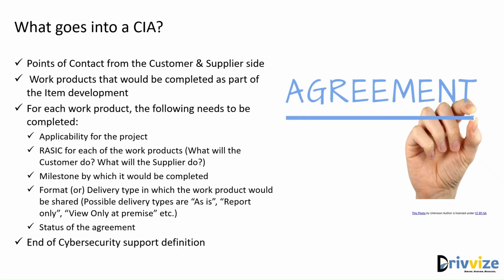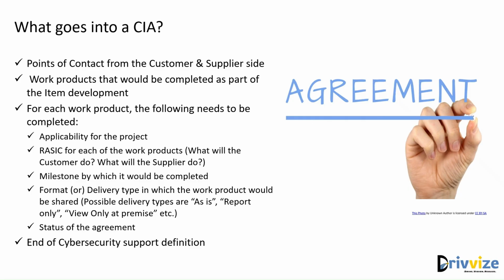And then for each of the items, you need to decide the RASIC. The RASIC is nothing but the responsible, approve, support, inform, consult. RASIC is a very common terminology now, and so who will be responsible for the work product, who will be supporting, all those things will have to be recorded.